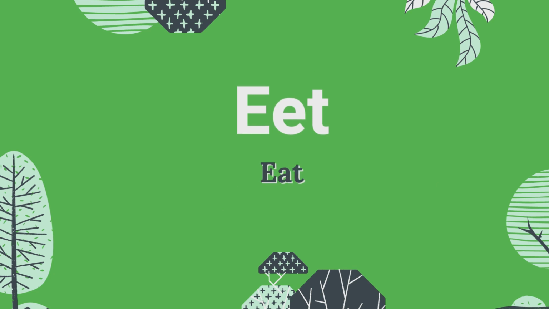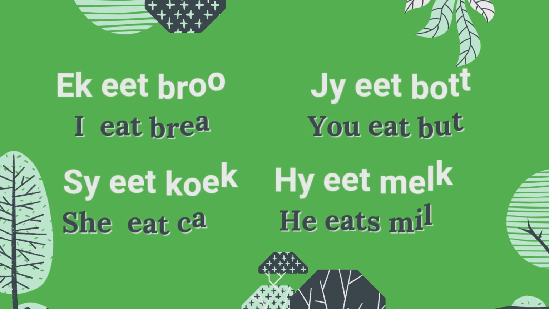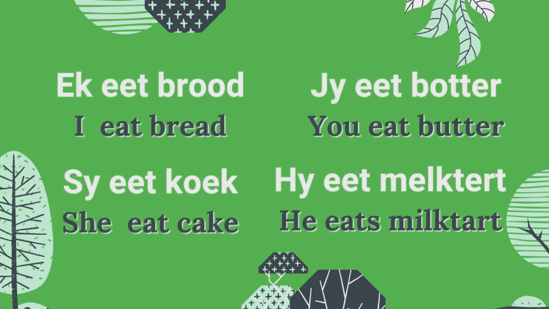It's the same with any verb. Let's look at eat. Eat. Ek eet brood. I eat bread. Jy eet botter. You eat butter. Sy eet koek. She eats cake. And hy eet melktart. He eats milk tart.